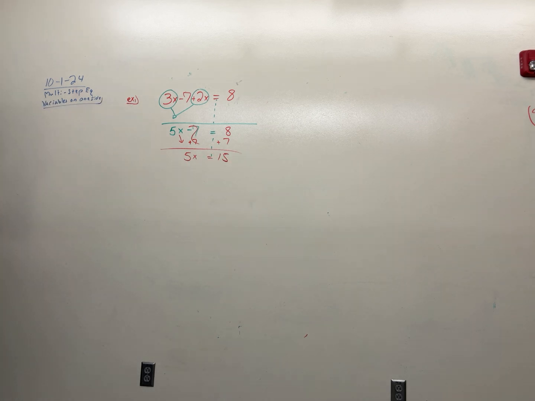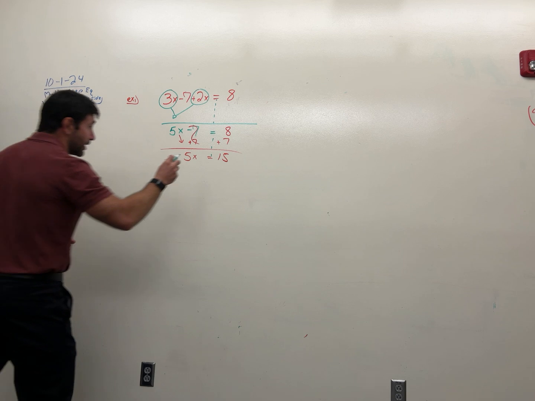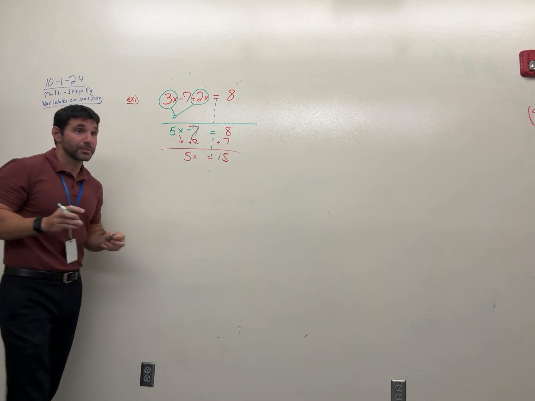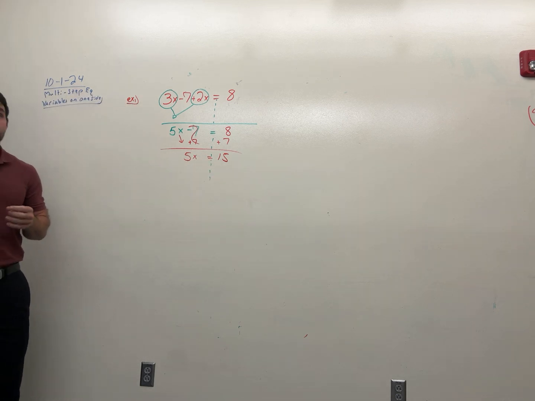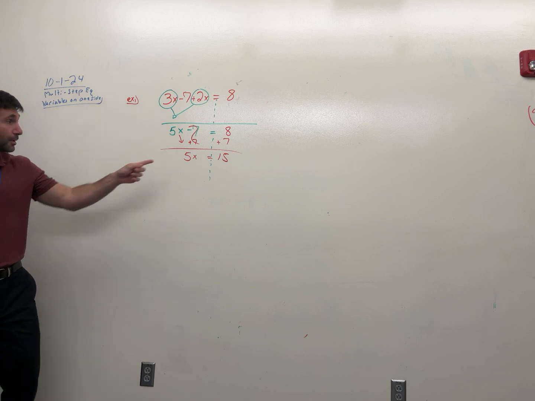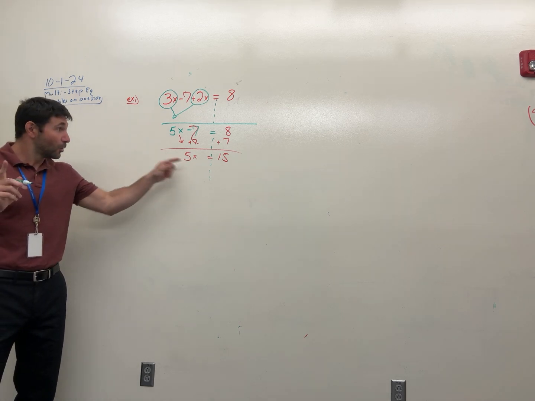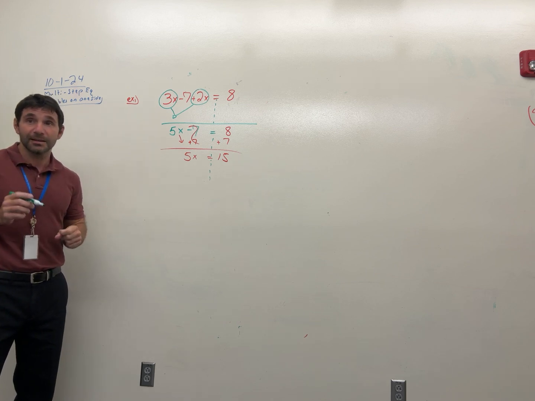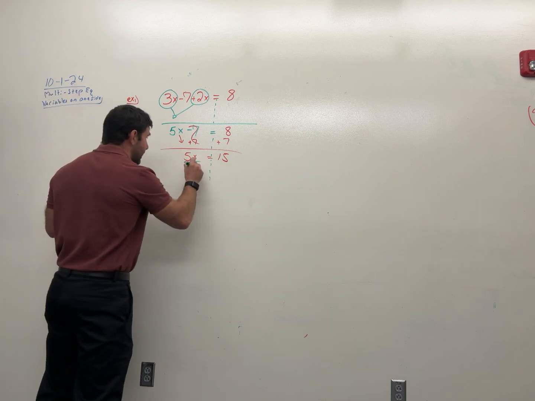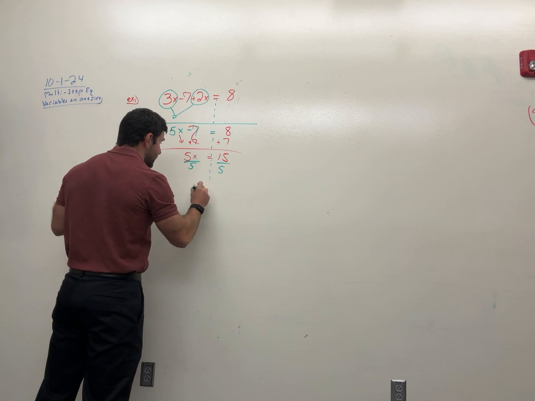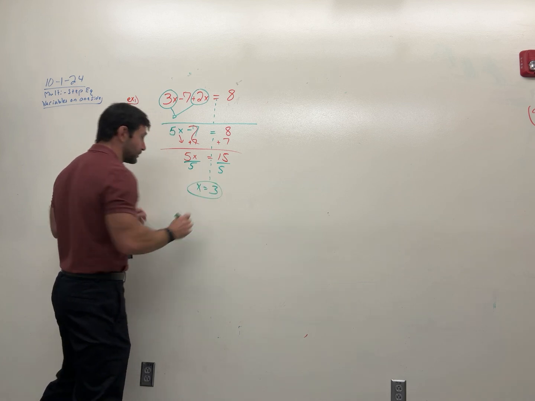Kendall, please read the last step for me. Isolate the variable by using inverse operations, and in parentheses it says multiplication or division. 5 times x. We're not using addition or subtraction. What's the inverse of 5 times x? Division. Divide by 5. X then equals 3.